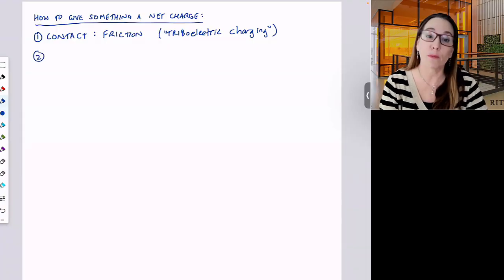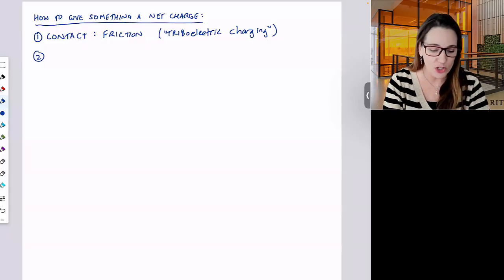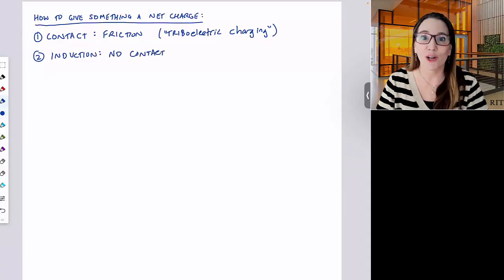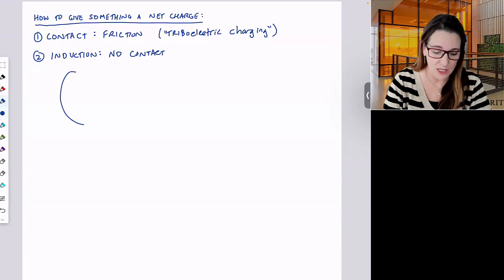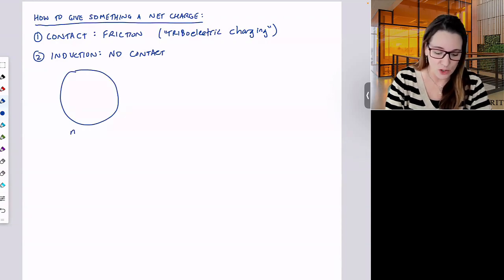The next one is a little bit less obvious, so we're going to talk a little bit about it, and it's going to be charging by induction, which is going to be no contact. How do I manage to give something charge without actually having my charged object come in contact? So we're going to look at the situation. I'm going to take here, to start, a neutral conductor.